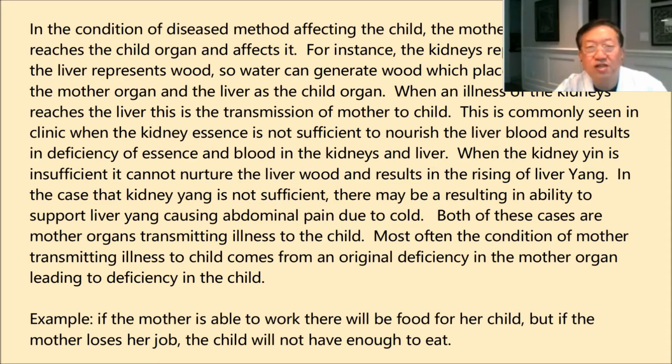When the kidney yin is insufficient, it cannot nurture the liver wood and results in the rising of liver yang. In the case that kidney yang is not sufficient, there may be a resulting inability to support liver yang, causing abdominal pain due to cold. Both of these cases are mother organs transmitting illness to the child. Most often, the condition of mother transmitting illness to the child comes from an original deficiency in the mother organ, leading to deficiency in the child. Example, if the mother is able to work, there will be food for her child. But if the mother loses her job, the child will not have enough to eat.